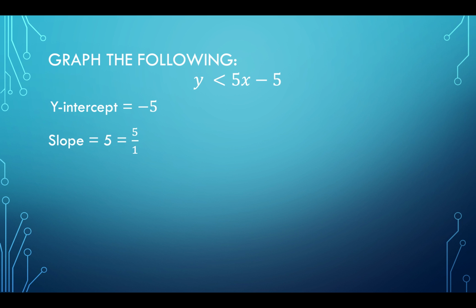And our slope is 5. Because our slope is a whole number, it's always rise over run. So our rise is going to be 5 and our run is going to be 1. So that means we're going to be going up 5 and to the right 1. And because it's a less than sign, we're going to have a dotted line.